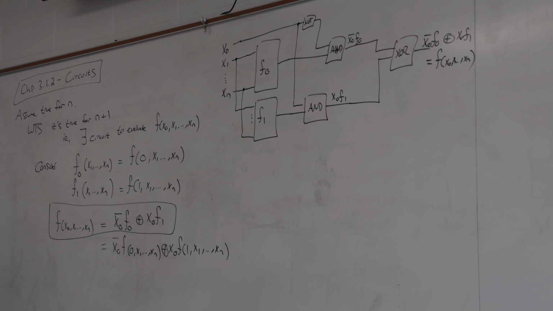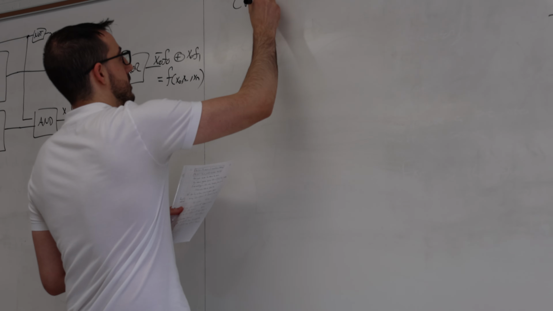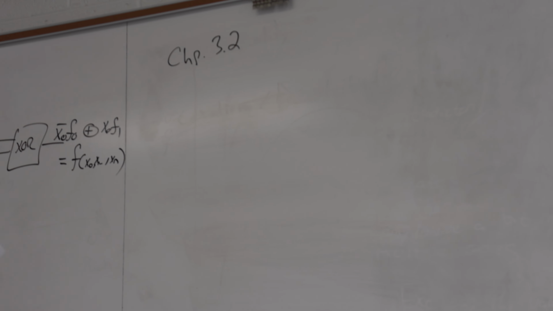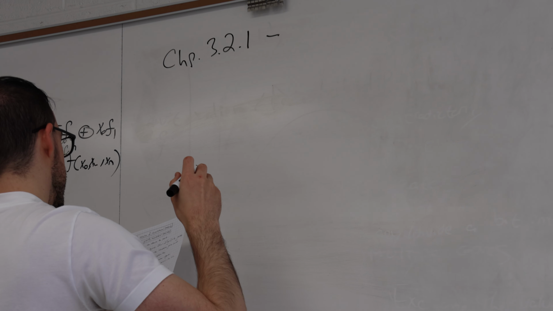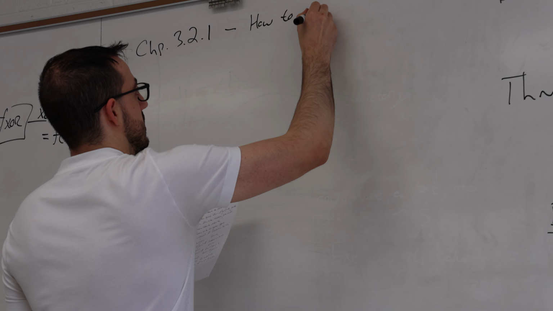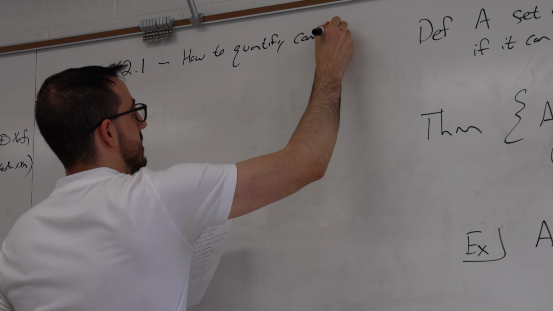Before we do that, however, there are a few sections in the book that we need to go through. So let's jump ahead to chapter 3.2. This is all about the analysis of computational problems. In particular, we're going to start with 3.2.1, which is how to quantify computational resources.